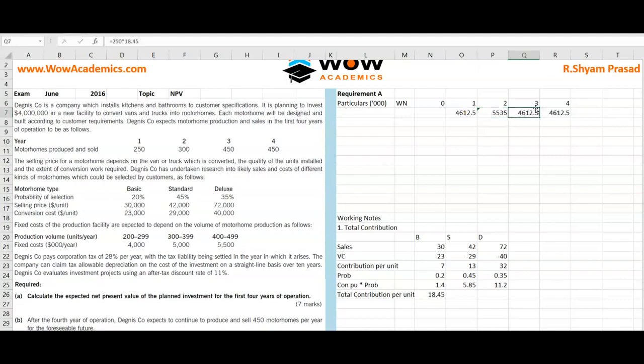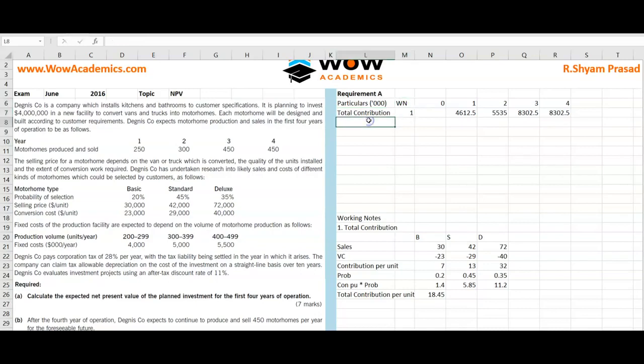Thereafter, it's going to be 450. It's going to be 450 into 18.45, and the last number is also the same number. Okay, so we can just simply multiply that and we got the answers. So this number would be our total contribution. So we can have it here. So this is referred in working note 1.